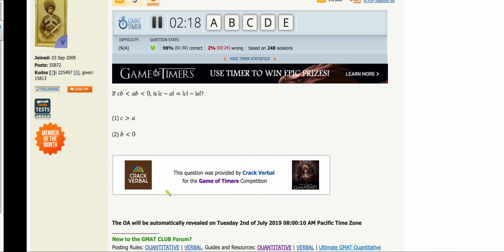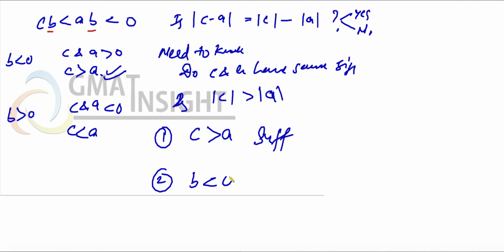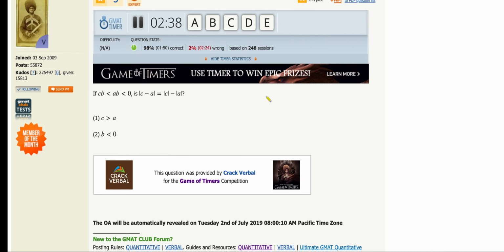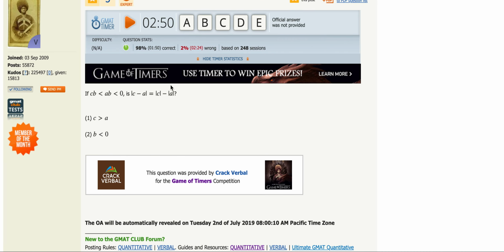The second statement says B is less than 0, and if B is less than 0, that's once again case number 1. So sufficient. In data sufficiency, we always have to see that the first and second statement should never contradict. The answer should be option D. I am quickly clicking D. That's my answer, and I hope it is registered.